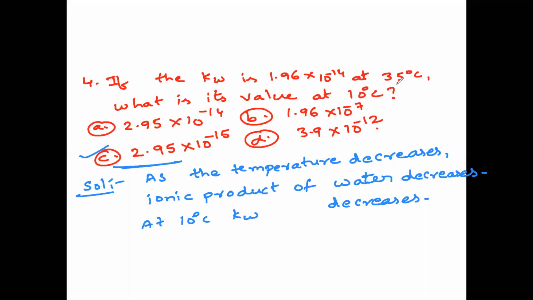If it is more than 35 degrees C, it could be anything. So the remaining options are all greater than the given value. The given value is 1.96 × 10 to the power of minus 14 at 35 degrees C, so at 10 degrees C this should be lesser than this value. The only option lesser than this value is C. These are all concept-based questions, very, very important, so please note it down.